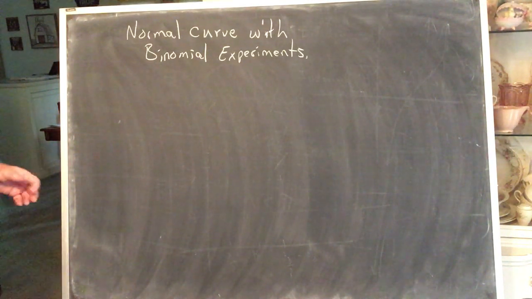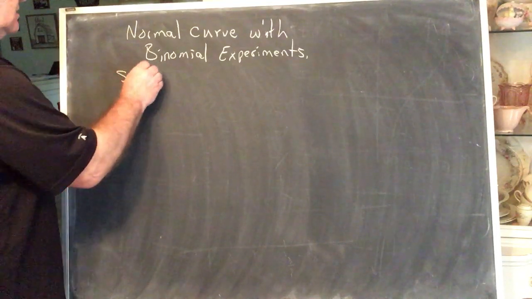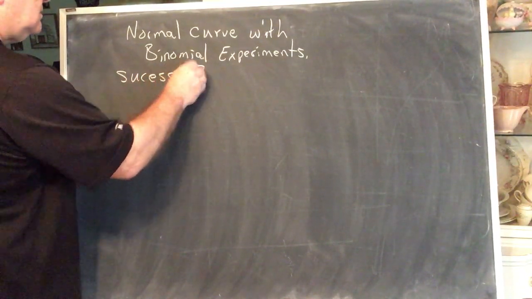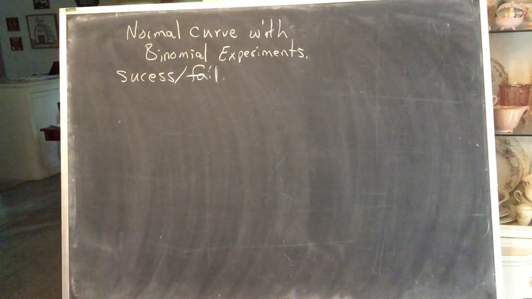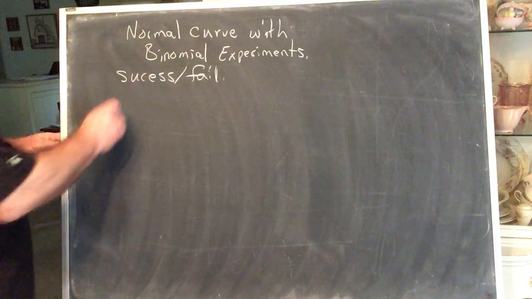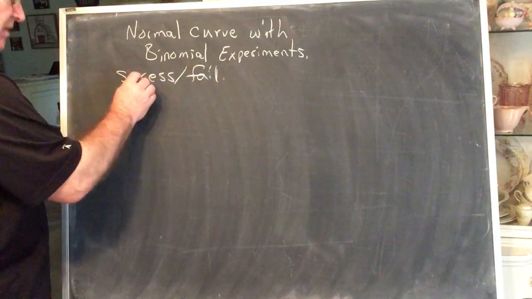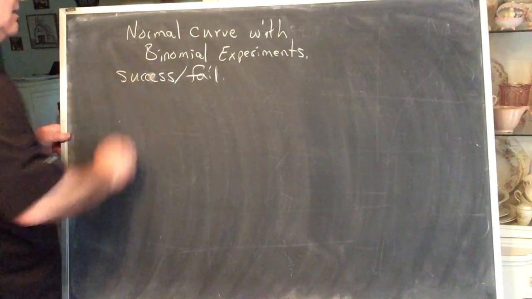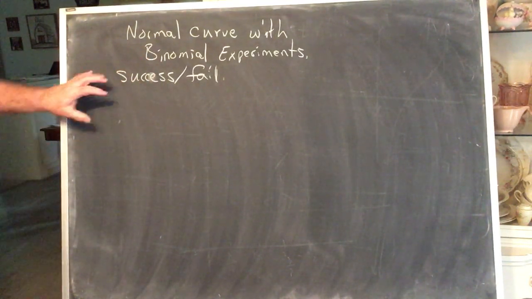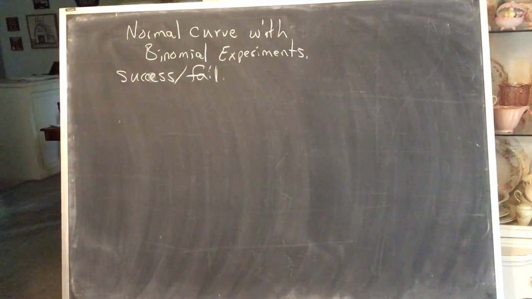Remember, a binomial experiment is a success-fail. It's a success-fail where we sample a certain number of objects and then determine what proportion of them satisfy a certain condition. One of them is called success, S-U-C-C-E-S-S, and one of them is called failure.